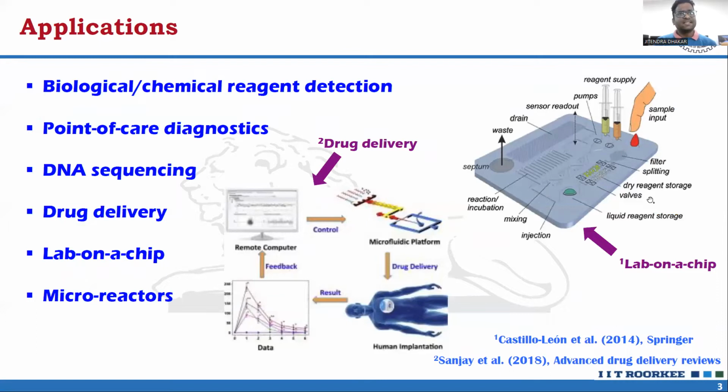These are some applications of the microfluidic device: biological or chemical reagent detection, point of care diagnostics, DNA sequencing, drug delivery, lab on a chip, and microreactors. Here we can see the representation of drug delivery and lab on a chip microfluidic applications. The understanding of the microscale flow is significantly important for developing essential and reliable microfluidic devices for these applications.